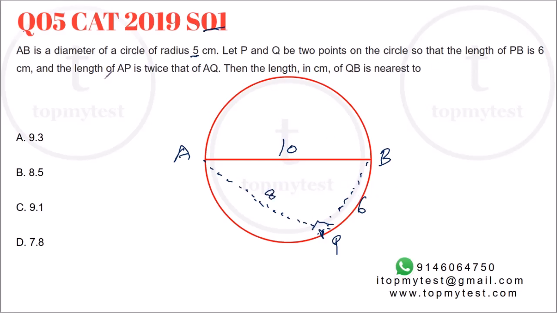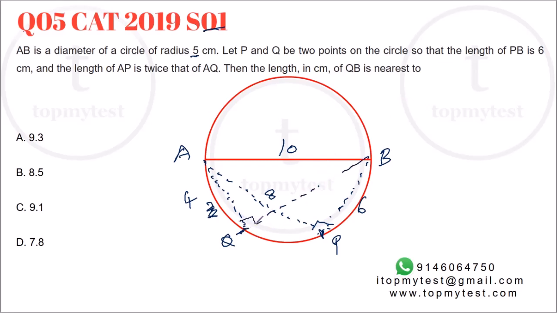The length of AP is twice of AQ. So there is another point Q, which is 3 units away from A. AP is twice of AQ. AP is 8, so AQ is 4. Then the length in centimeter of QB is nearest to how much?